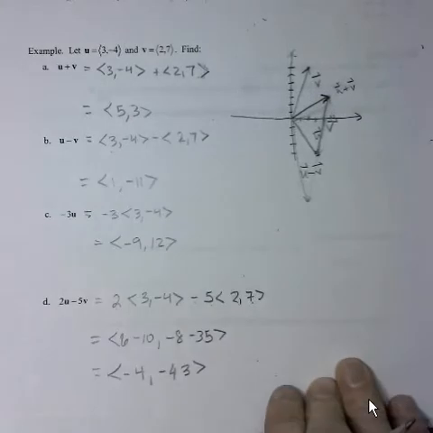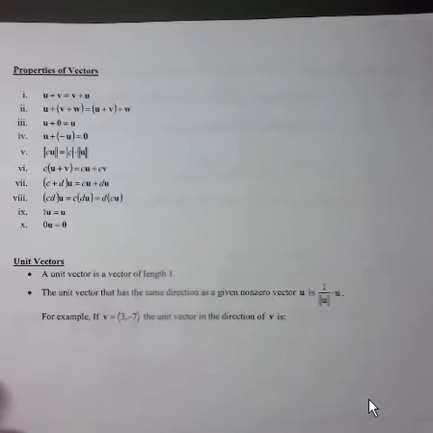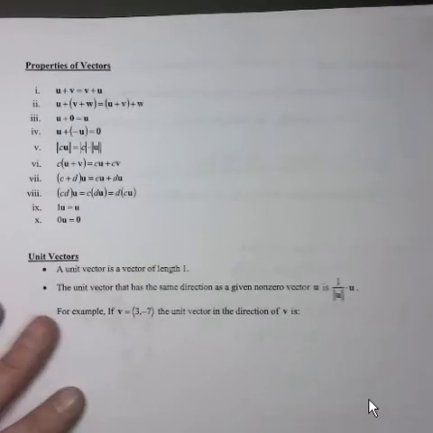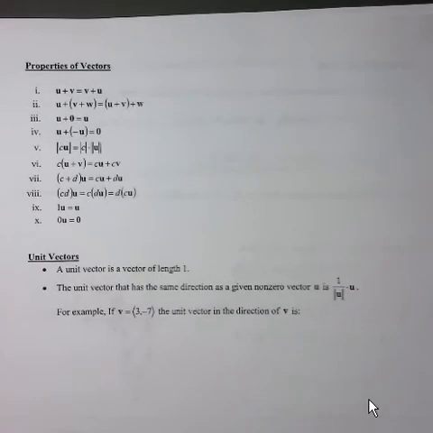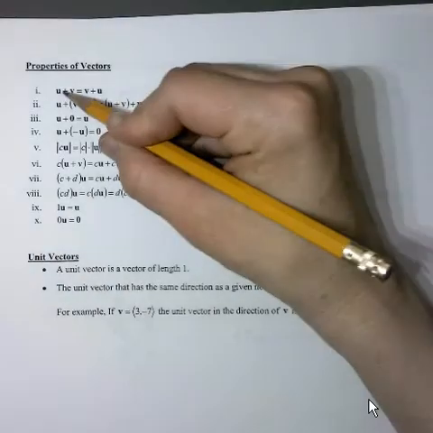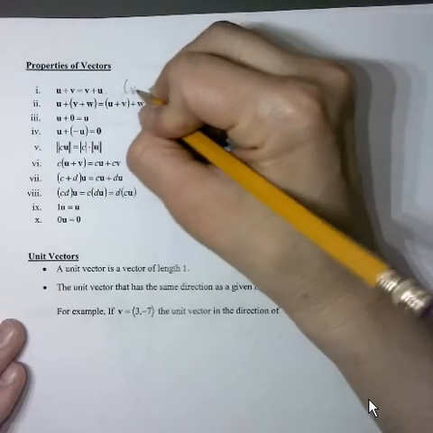Okay, so now properties of vectors. I have this whole list of properties of vectors. These correspond kind of to our properties of real numbers, right? Like addition is commutative, multiplication is commutative. Addition and multiplication are associative, those sorts of properties. So we are looking at these in terms of vectors now. This first one is saying that vector addition is commutative. You can add in any order.